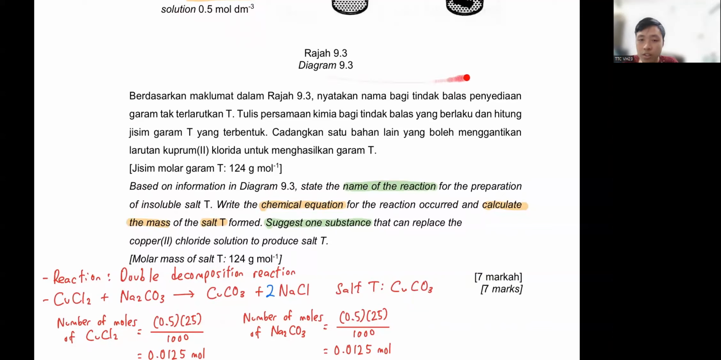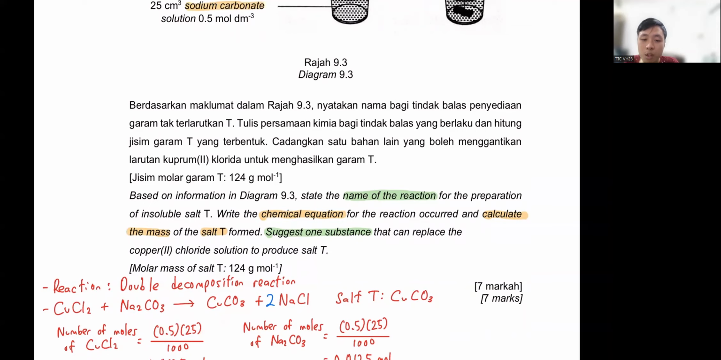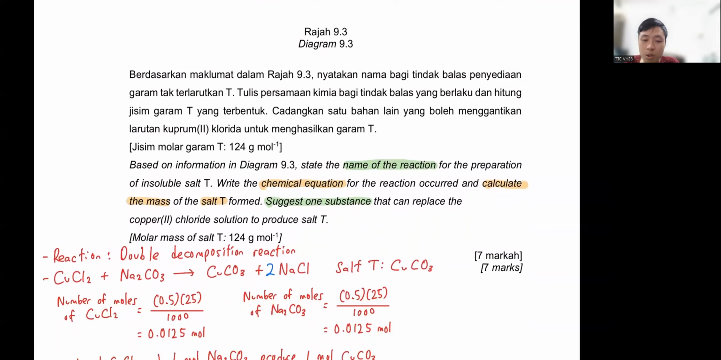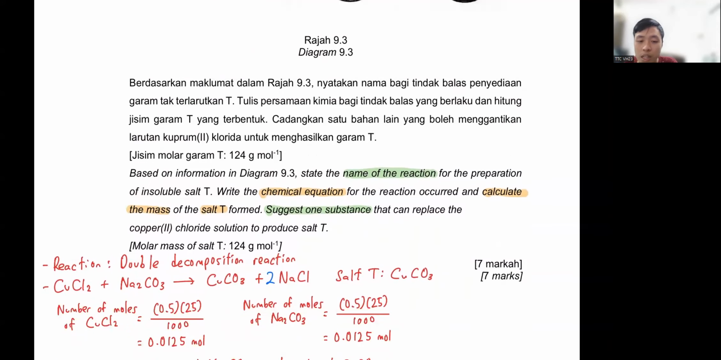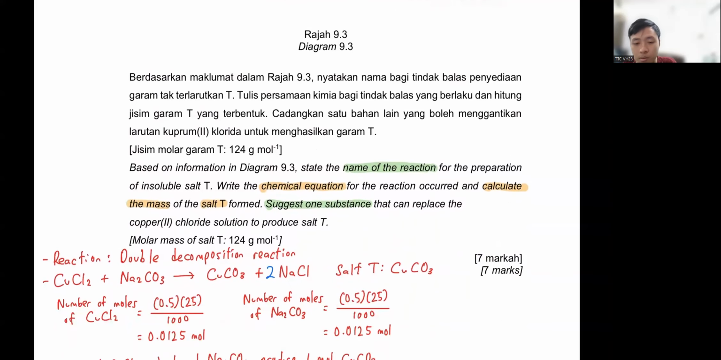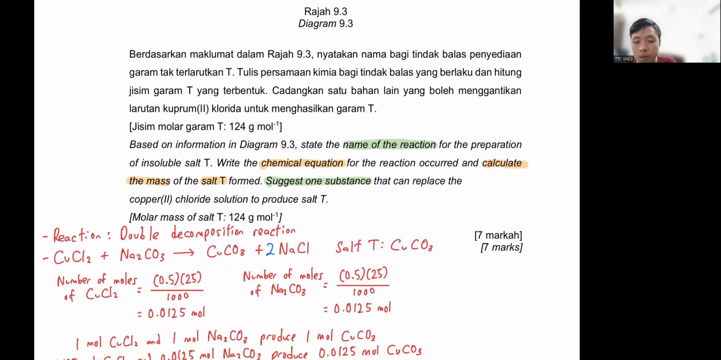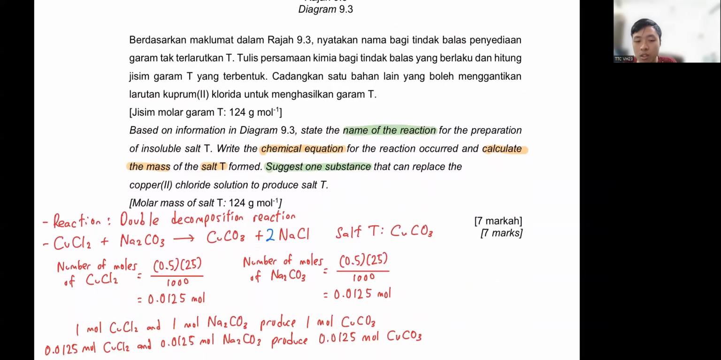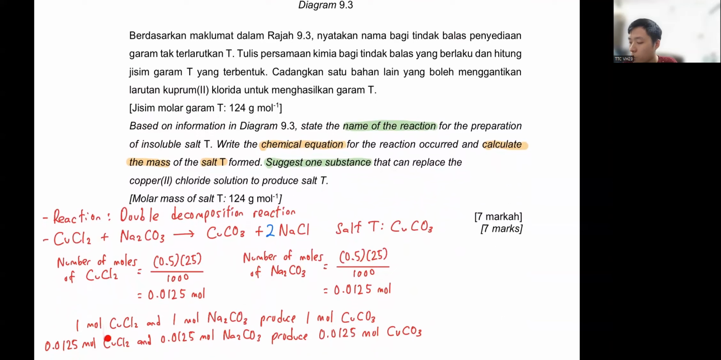So the two solutions are the same. Just in case they are not the same, you have to calculate both, because if you do the ratio, it's very important. If not the same, you have to choose the limiting factor. But mostly they give the same. So the ratio is 1 to 1 to 1 from the equation. From here, you calculate 0.0125, and it produces the same amount.